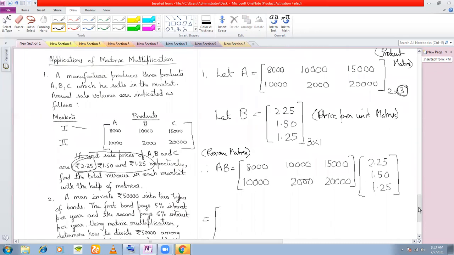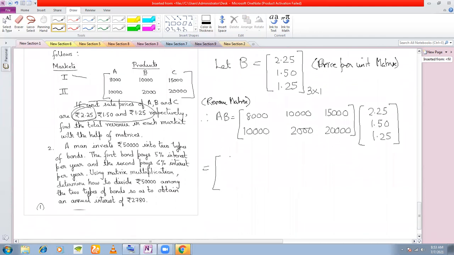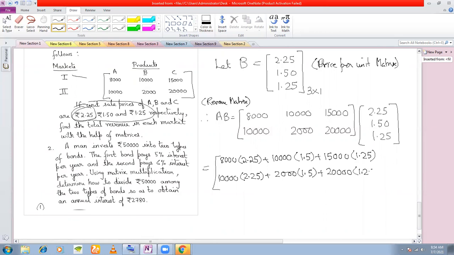Okay, so now you start multiplying first row into first column: 8,000 into 2.25 plus 10,000 into 1.5 plus 15,000 into 1.25. Then 10,000 into 2.25 plus 2,000 into 1.5 plus 20,000 into 1.25.